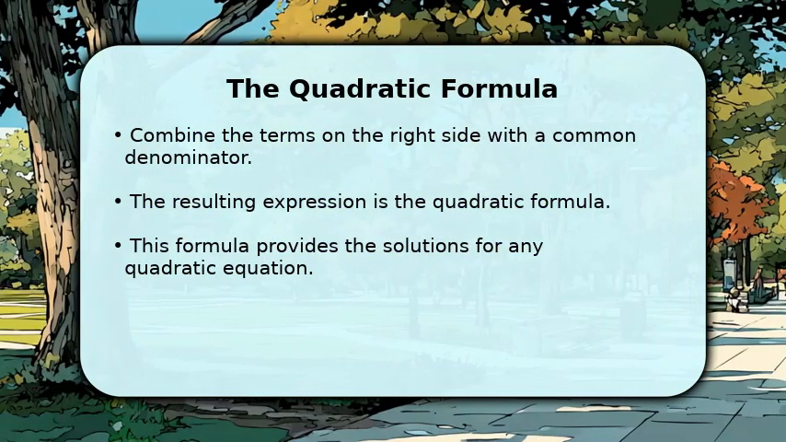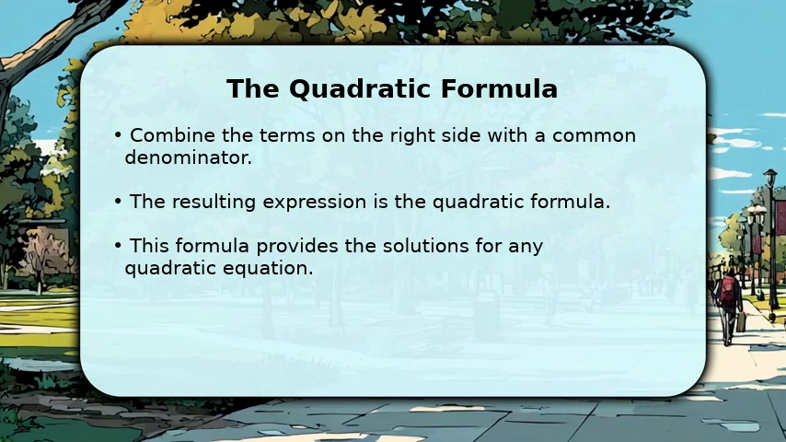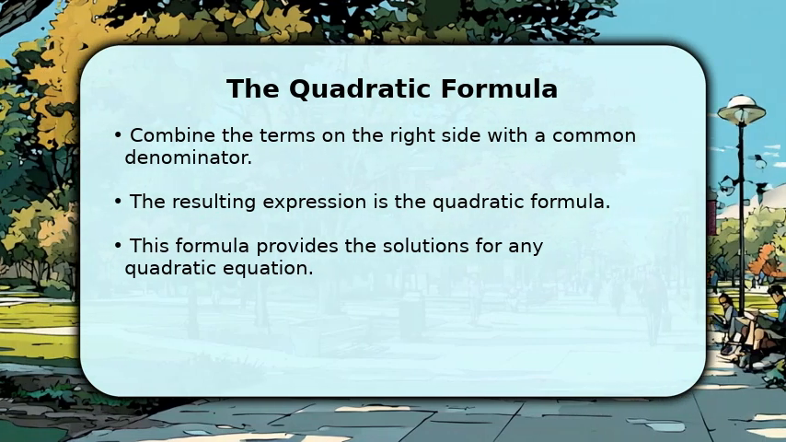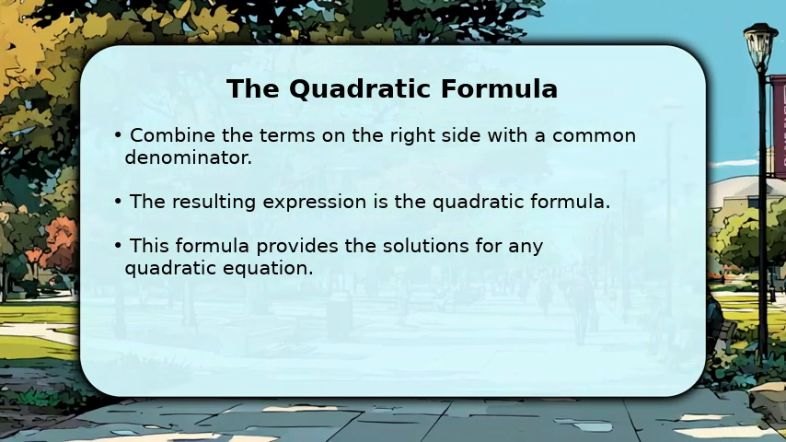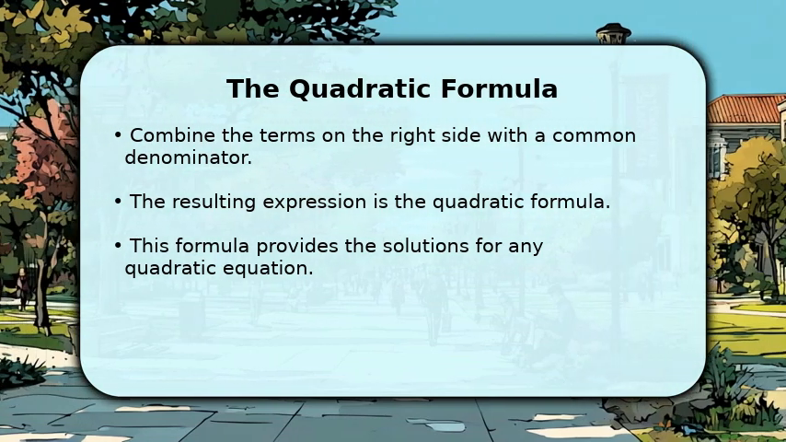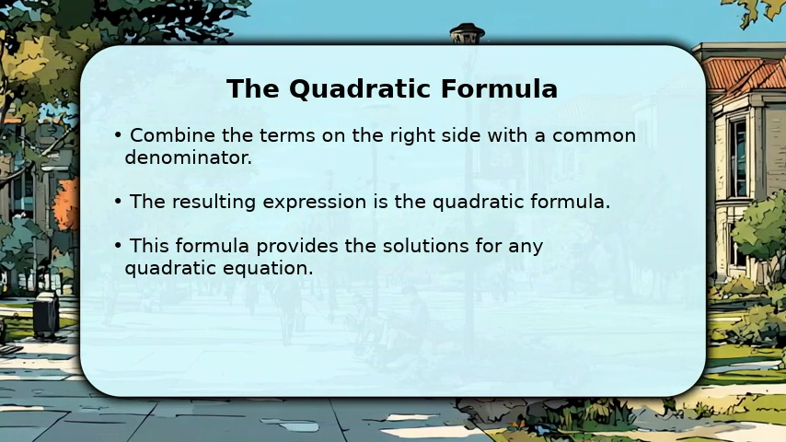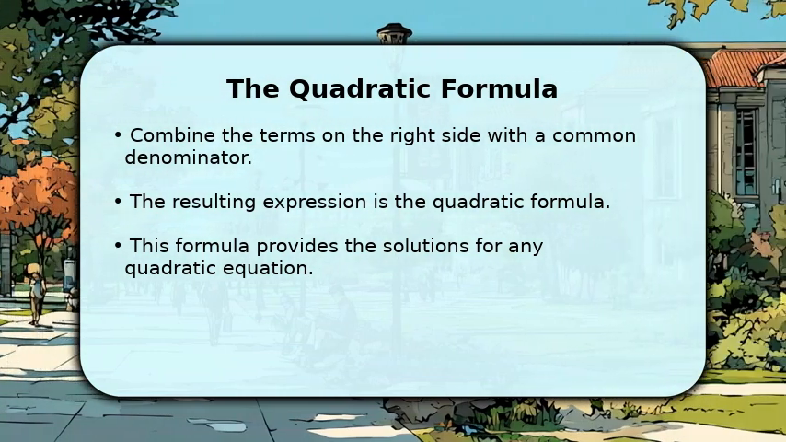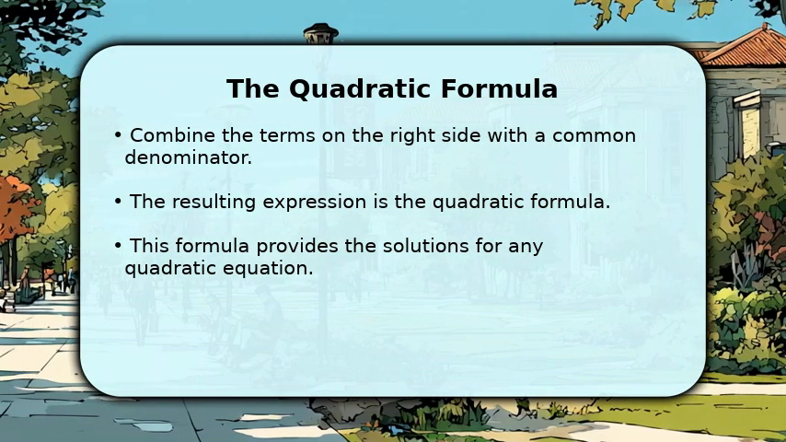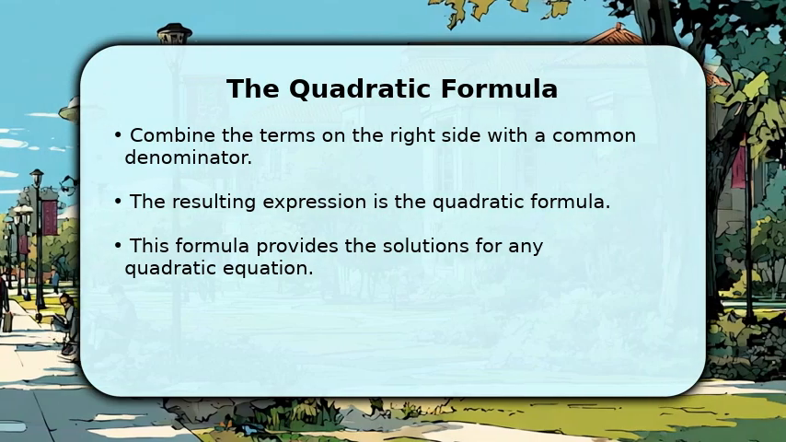With x isolated, the final step is to combine the terms on the right-hand side using a common denominator, which is 2a. After simplifying the expression under the square root, we arrive at the well-known quadratic formula. x equals negative b plus or minus the square root of b squared minus 4ac, all divided by 2a. This powerful formula provides the two solutions for any quadratic equation.